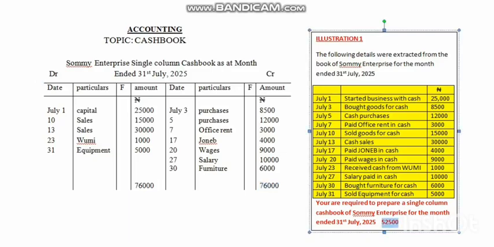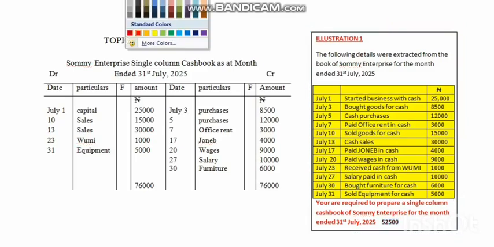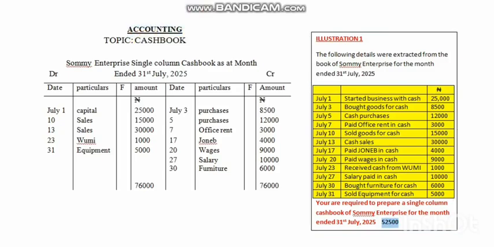So what you're going to do is that you have to do the minus. So this 52,500 naira, you subtract it from 76,000 naira. If you subtract it from here, what are you going to get? You get 23,500. Therefore, you write here 23,500 is what you're going to write here.